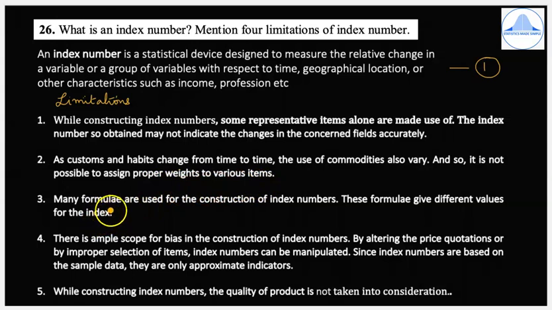Third, as all of you know, many formulae are used for the construction of index numbers. These formulae give different values for the index. Fourth, there is ample scope for bias in the construction of index numbers. By altering the price quotations or by improper selection of items, index numbers can be manipulated. Since index numbers are based on the sample data, they are only approximate indicators. And whenever we construct index numbers, the quality of the product is not taken into consideration. So the definition of an index number will carry 1 mark and 4 marks will be for the 4 limitations.